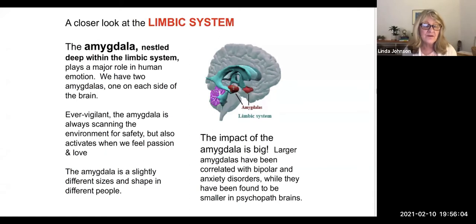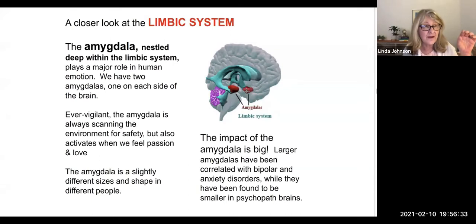And these two little red bulbs, the size of an almond, are the center of the fight or flight response. They're also the center of passion, like feeling excitement and zeal, and I love that, and I'm having a blast. So they light up with passion. So when we detach from the amygdala, then we feel flat. We don't feel excitement or zeal or love of life. So we can't just get rid of the amygdala, but it's very involved in the fight or flight response.